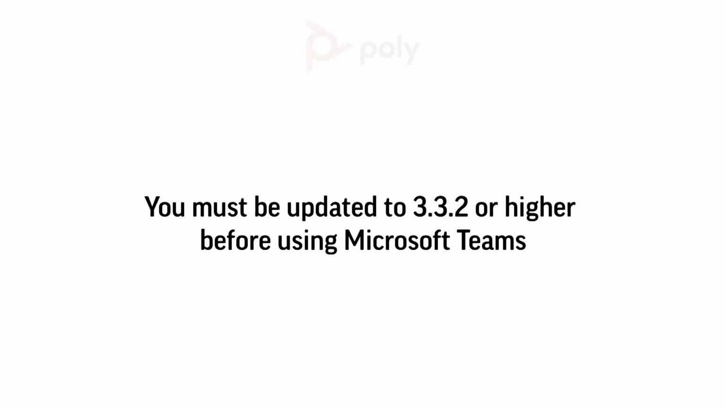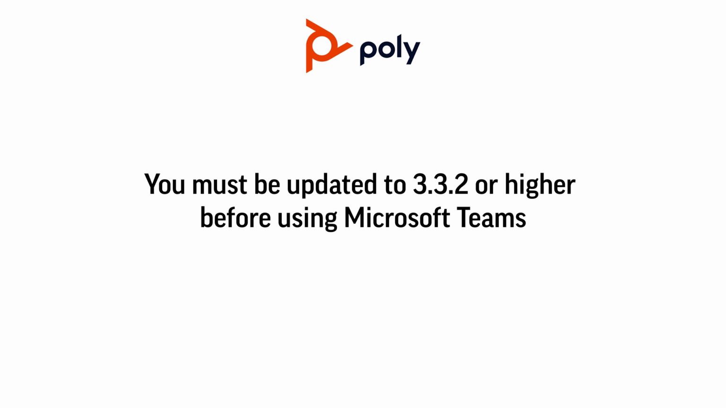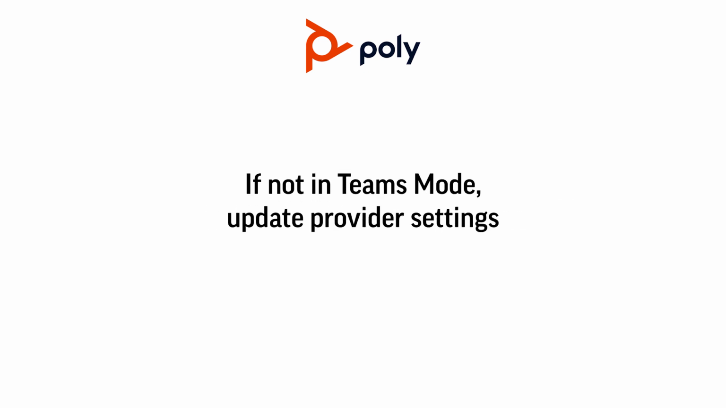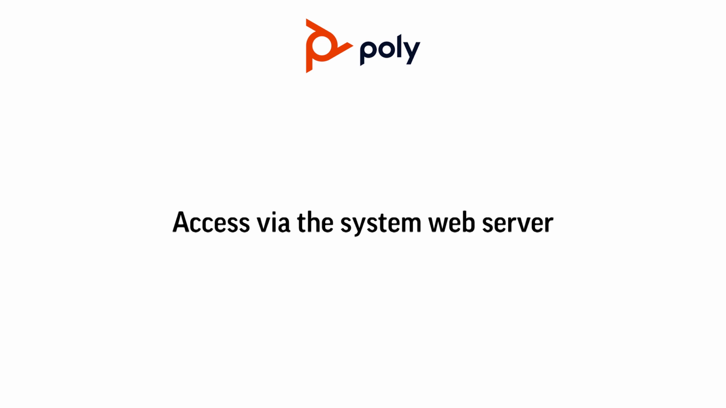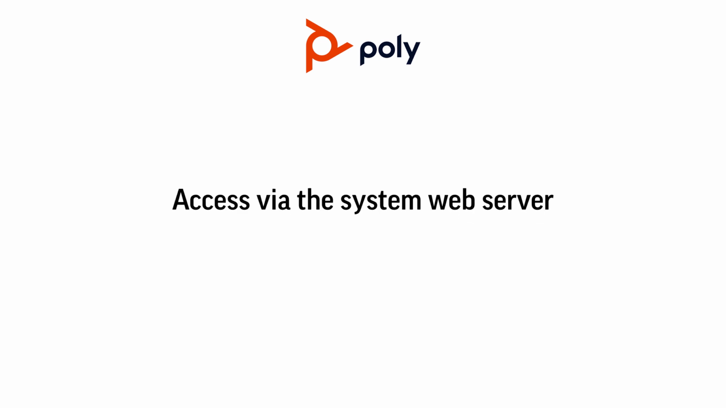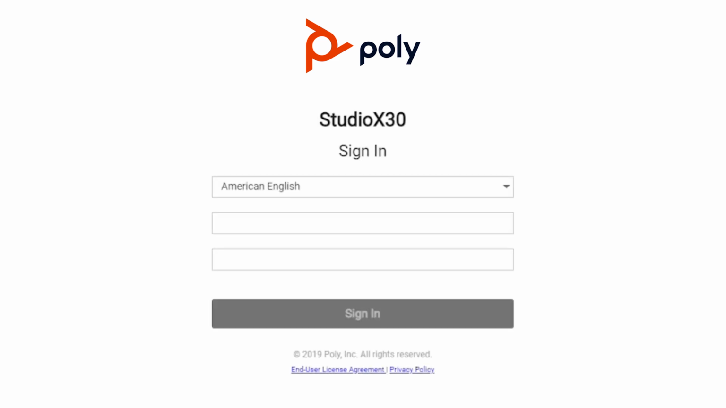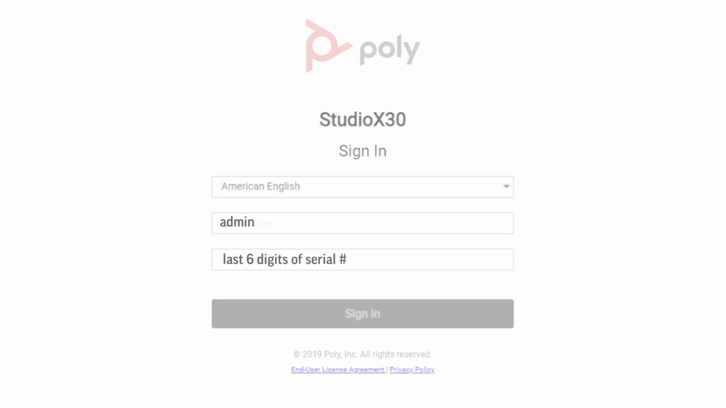If the firmware version is lower than 3.3.2, then you'll need to update the system first. If the system is not in Teams mode, you'll need to change the provider settings. You can do so through accessing each system's web server. Here, we'll show you web browser access to make changes. Open a web browser and type in the system's IP address, and sign in using the username and default password, which is admin, and the last 6 digits of the Studio X30 serial number.